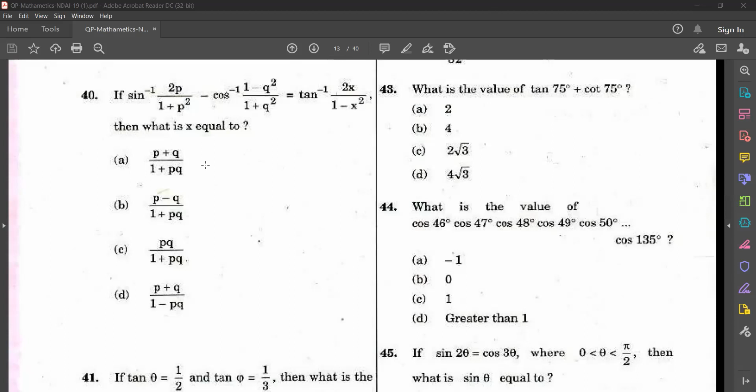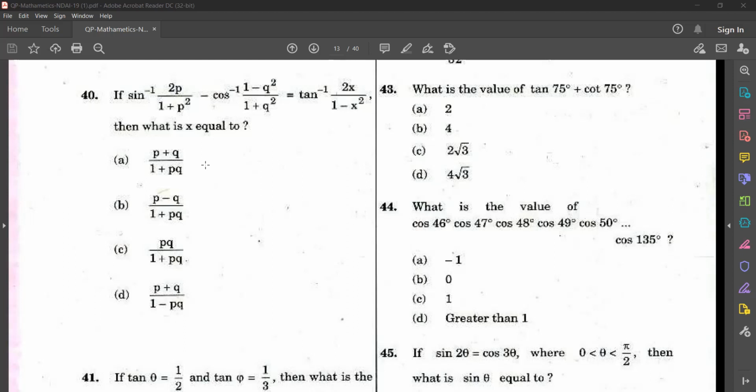So all of you see the 40th question shown on the screen. Read the 40th question. If sine inverse 2p by 1 plus p square minus cos inverse 1 minus q square by 1 plus q square is equal to tan inverse 2x by 1 minus x square, what is x equal to?